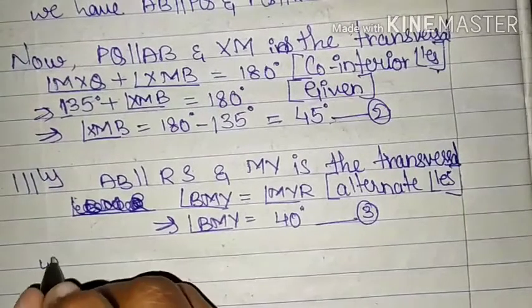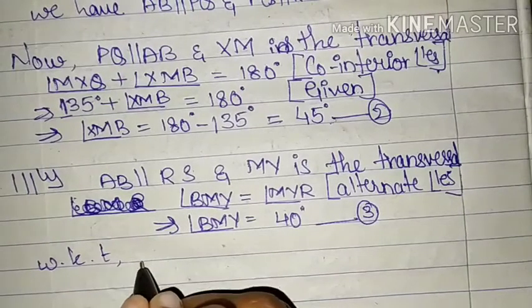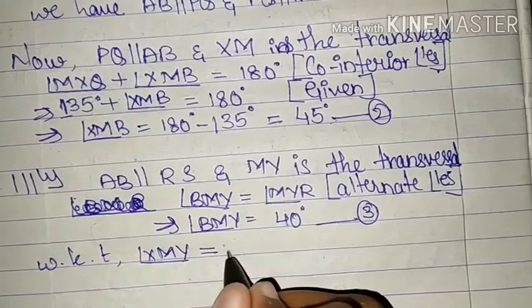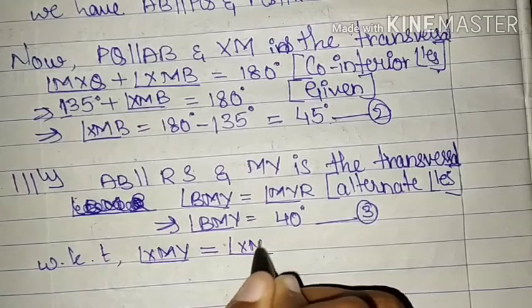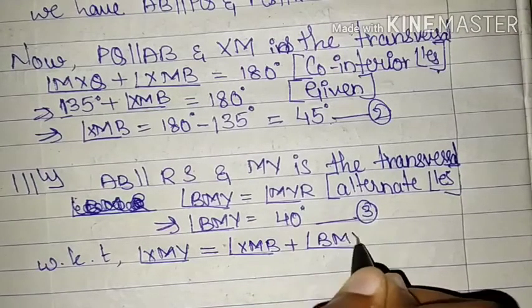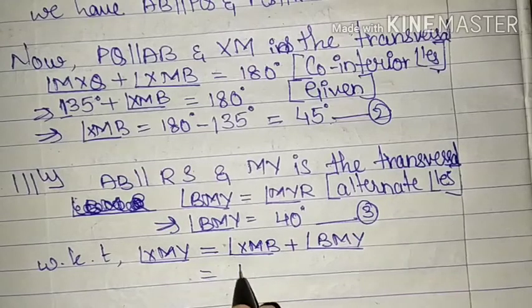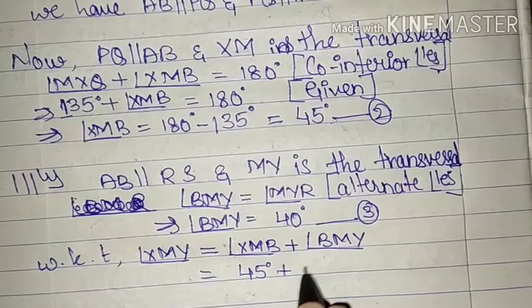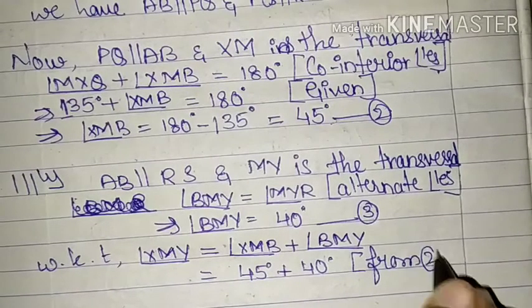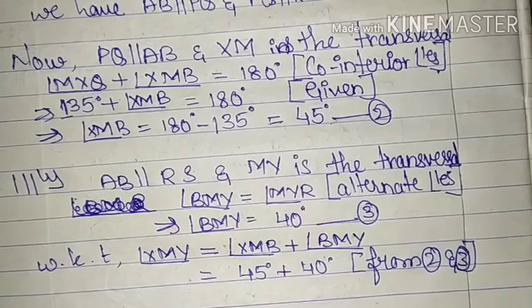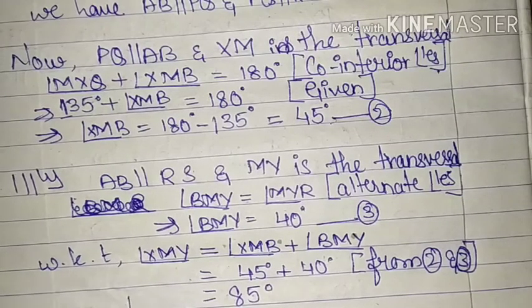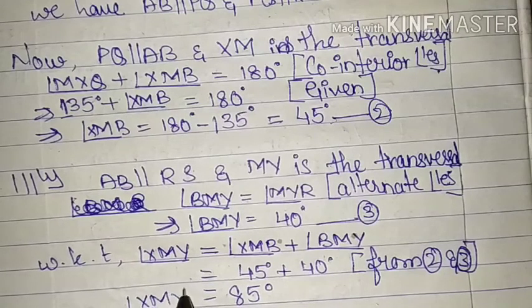Now we know that angle XMY is equal to angle XMB plus angle BMY, which is nothing but 45 degrees plus 40 degrees. We got it from result 2 and result 3. So angle XMY is equal to 85 degrees. This is our solution.